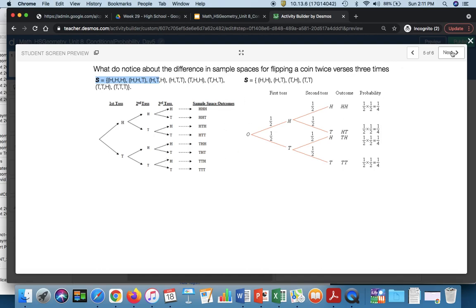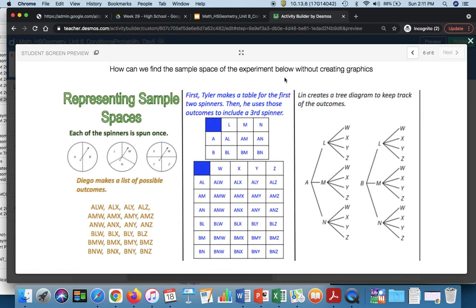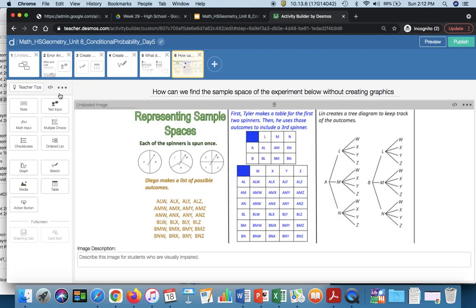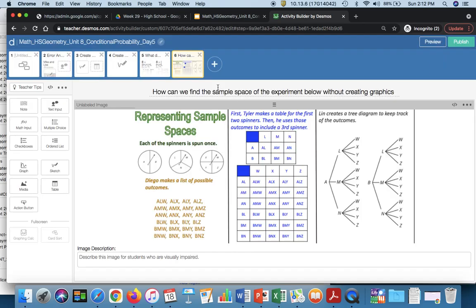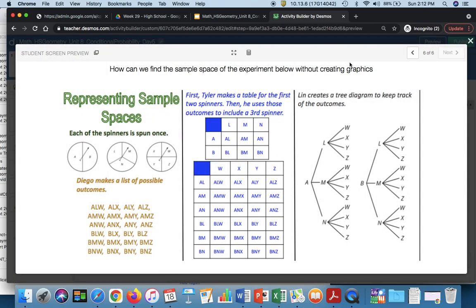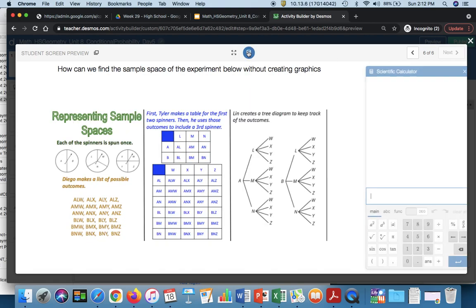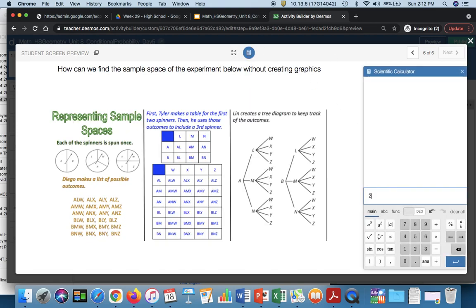Now, my last activity, and this would really sum everything up, is how can we find the sample space of the experiment below without creating any graphics, right? So something I want to do here is I'm going to add the calculator for the whole lesson. And we want students to be able in this activity to say something like, well, there are 2 options for that first spin.